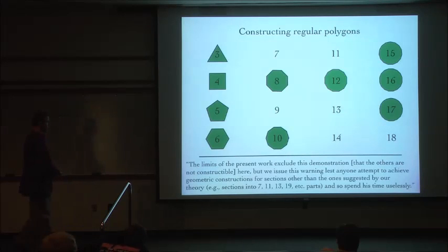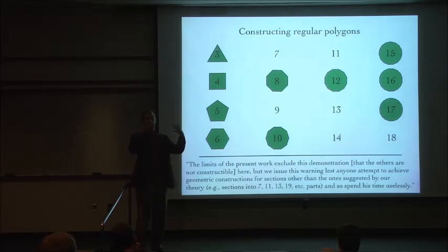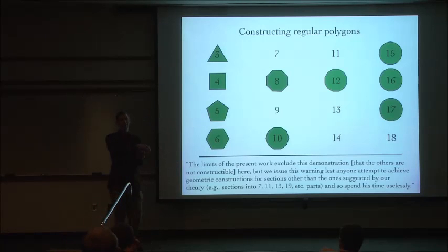Let me just read this for you. This is what Gauss wrote. He said, the limits of the present work exclude this demonstration. Let me back up. So that theorem was if and only if, right? What I told you originally was, he said, if it had this form, then it's constructible. The converse is also the interesting part. That's what isn't constructible, right? And my theorem said that none of these other ones are constructible.